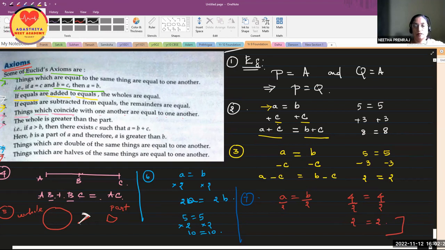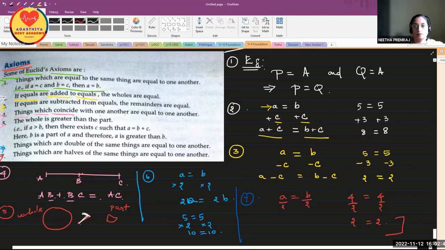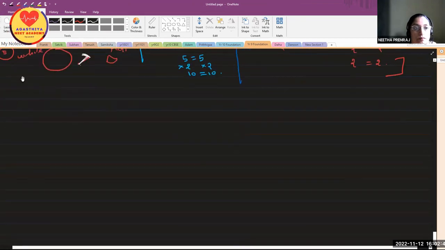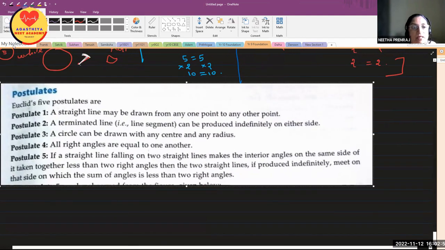Okay. Rehan has copied. Okay. Next. Next, postulates.